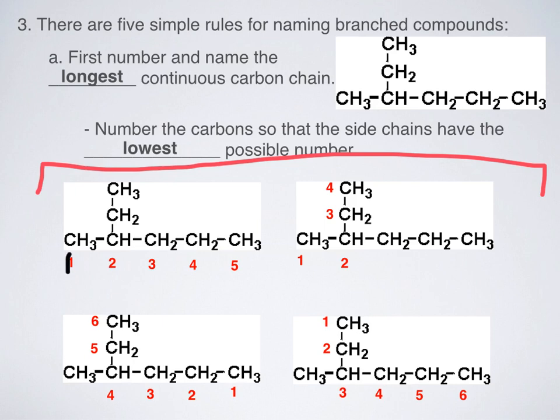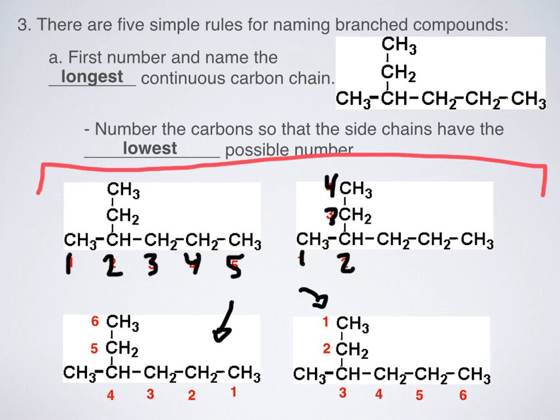So one way I can number it is like this. This would be carbon 1, carbon 2, carbon 3, carbon 4, and carbon 5. That's one way of numbering them. I could also number it like this, 1, 2, 3, and then 4. I could number it going to the bottom like this, 1, 2, 3, 4, 5, 6, or I can also do it like this on the bottom here, 1, 2, 3, 4, 5, 6.